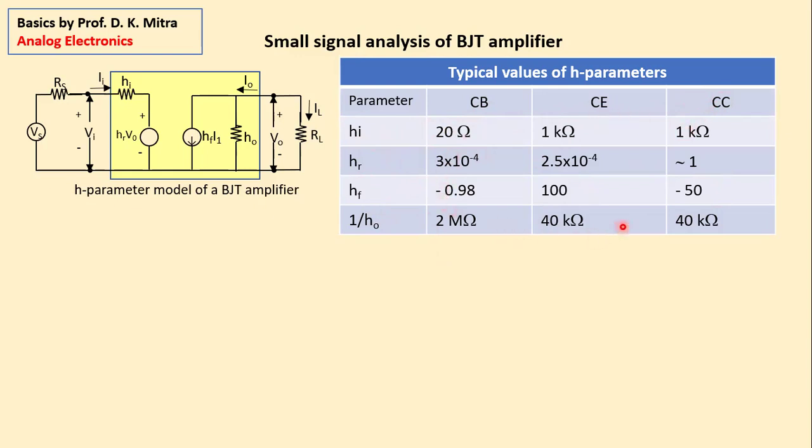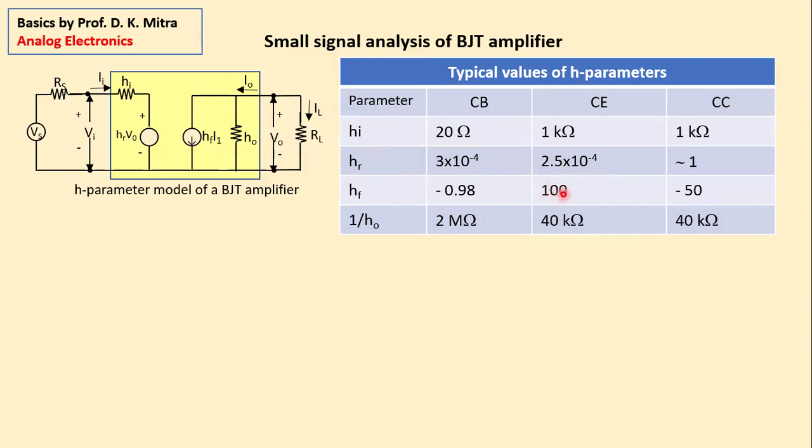These are the typical values. Say common emitter mode, which is most important. HI is around 1 kilo ohm. That means this resistance is approximately 1 kilo ohm. HR, this reverse voltage gain, is very, very small, 2.5 into 10 to the power minus 4. In normal day-to-day calculation, this is ignored. HF, that means the current gain, is to the tune of 100. But of course, there are transistors where it starts from 100 to 1000, anything. But I have taken a typical value of 100.